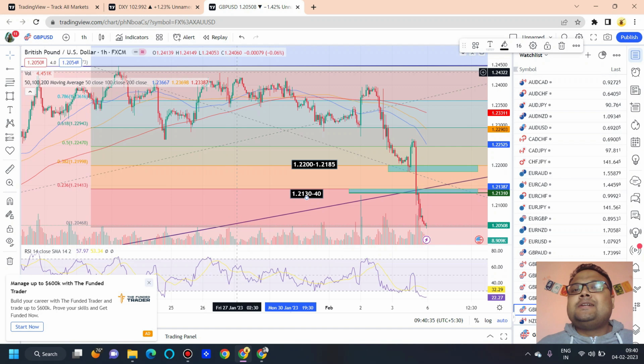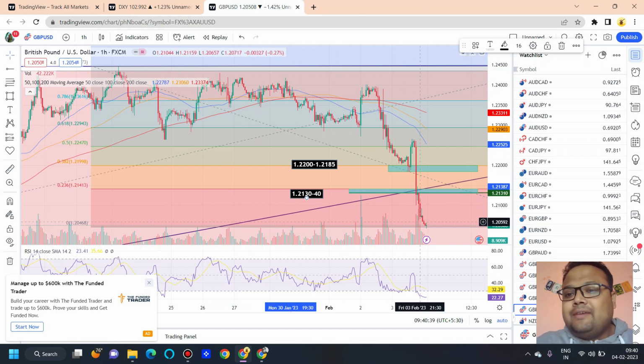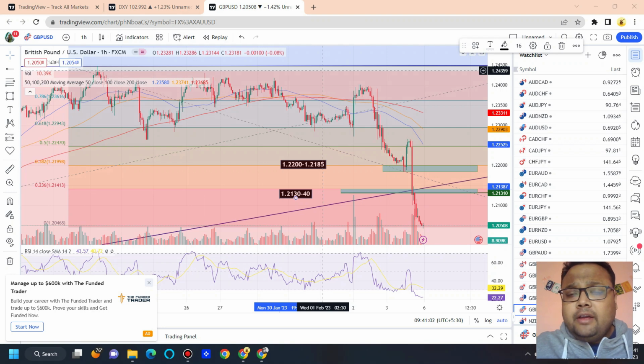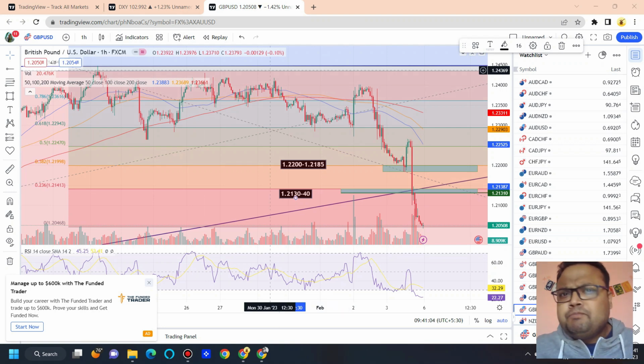Okay, now let's have a look at the chart of GBPUSD. GBPUSD, as expected, broke all the supports and ultimately closed at 1.2050. This is the last traded price of GBPUSD. Monday market opening will be very important. After the market opening, just observe how the market reacts, whether the market is trying to recover or the sellers are still dominating GBPUSD.